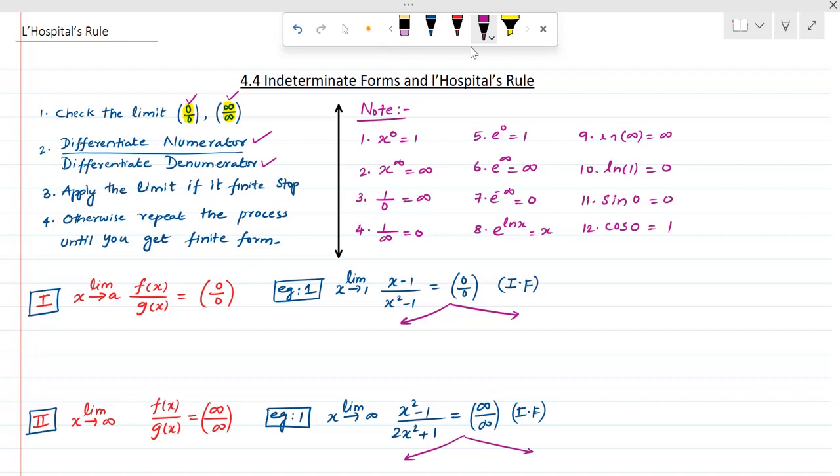There is one method: if you have a polynomial and you get 0 over 0, we can just factorize. And there is another method, we can solve by using the L'Hopital rule. So how does the L'Hopital rule work? You have to differentiate the numerator and denominator separately and apply the limit. If you get a finite value, stop the process. If not, if you again get 0 over 0, you have to repeat the process until you get the finite answer, the finite form.